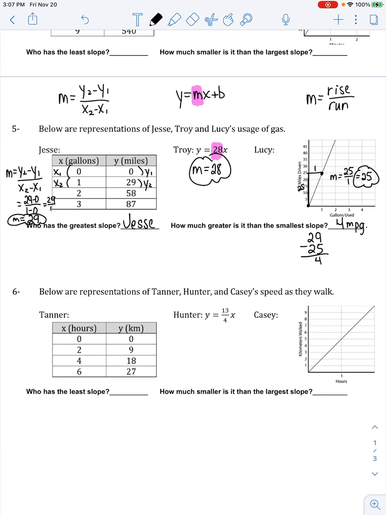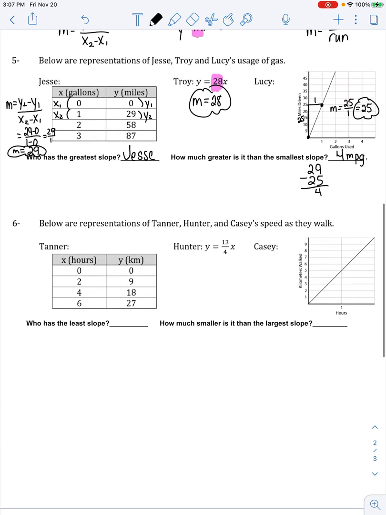So now let's take a look. Same type of problem, except the question changes. It says below are representations of Tanner, Hunter, and Casey's speed as they walk. So Tanner has a table, Hunter has an equation, and Casey has a graph. Then the question says, who has the least? Remember, least means smallest. And how much smaller is it than the largest slope? So very similar, but be careful with the words. Greatest means biggest, least means smallest. So let's find the slopes.